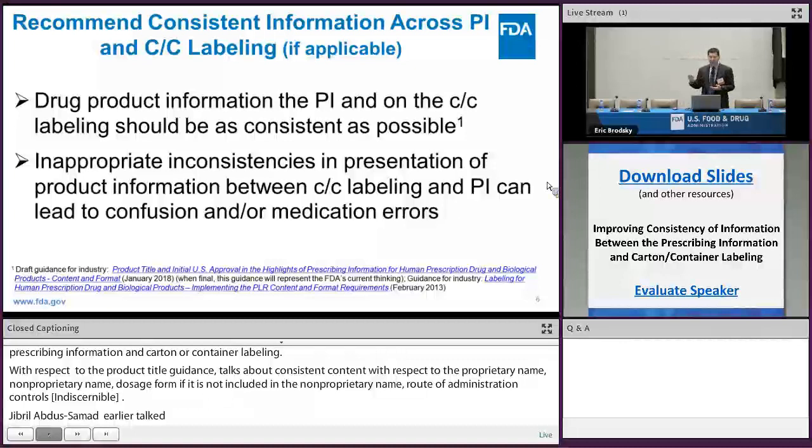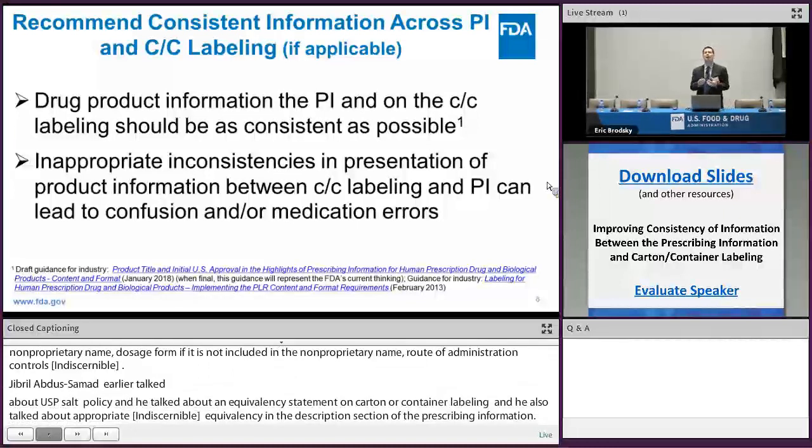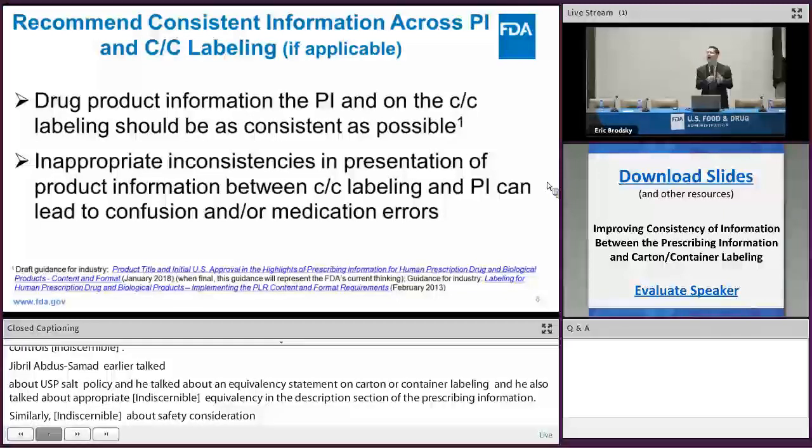Similarly, Alice recommended the 2013 guidance about safety considerations to reduce medication errors for carton container labeling. And also, I should bring up the PLR implementation guidance, and both those guidances discuss consistencies of the unit of measure on carton container labeling and the prescribing information. I should say the latter guidance brings up some in terms of consistency. The former guidance talks a lot about unit of measure.